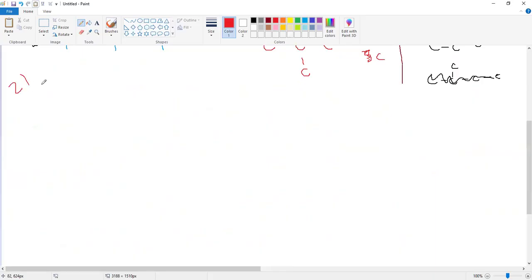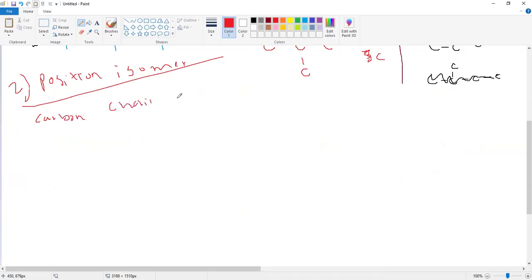So I'll put the position isomer now. Position isomer means the carbon chain remains constant. Okay. The carbon chain is the same. The chain will not change. But the position of the substituent groups, like alcohol groups, methyl groups, those like halides, those positions will change. Now look at this example.